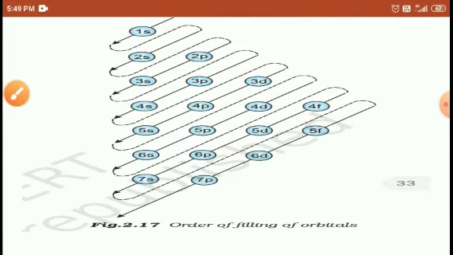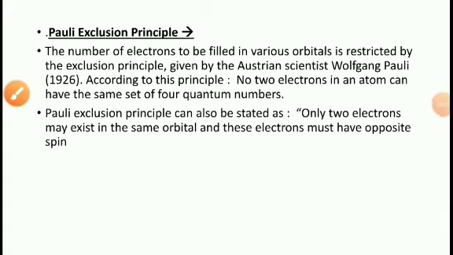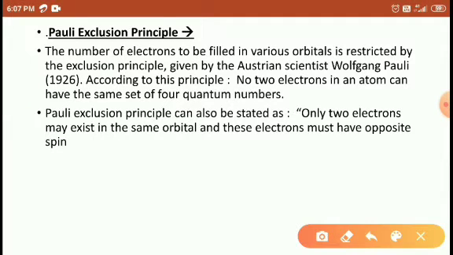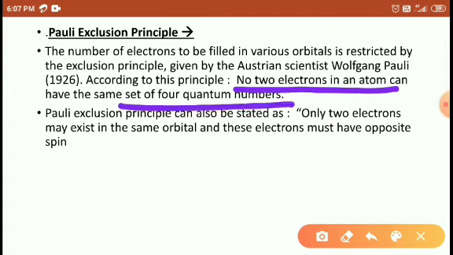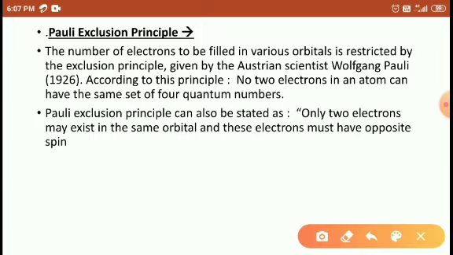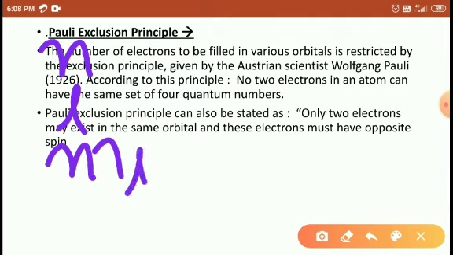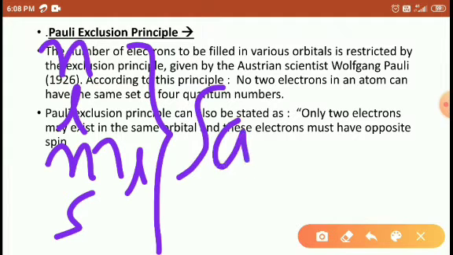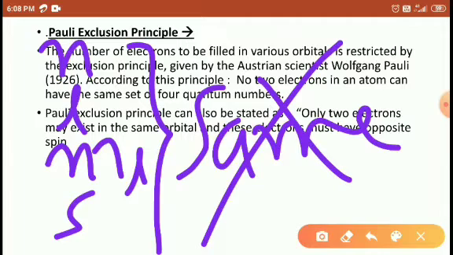Right, students? The next is the Pauli's exclusion principle. Pauli explained that no two electrons in an atom have the same set of four quantum numbers. Whatever electrons are present in 1s, 2s, 2p, 3s, etc., the four quantum numbers, that is the principal, azimuthal, magnetic and spin quantum numbers, are not all the same.